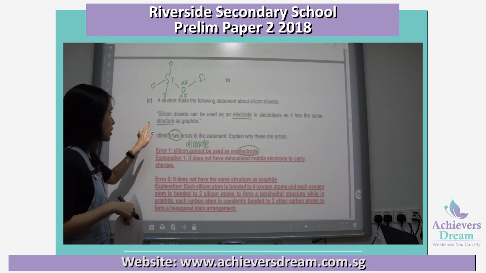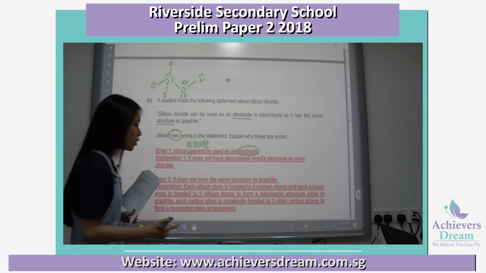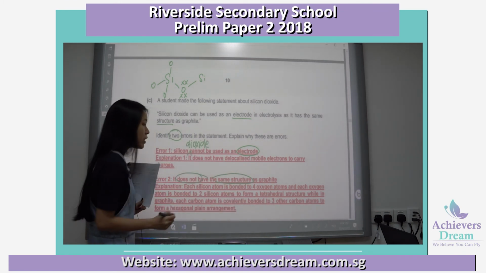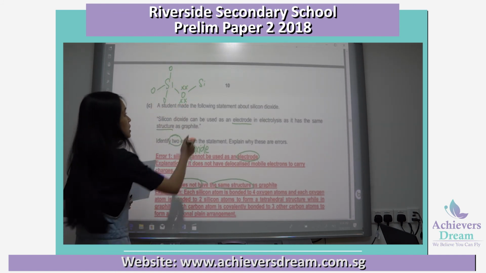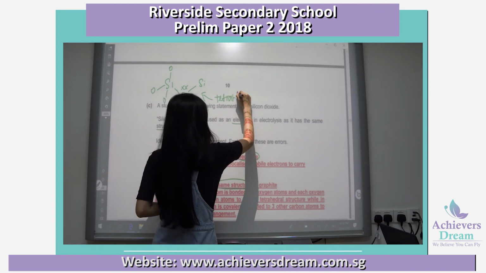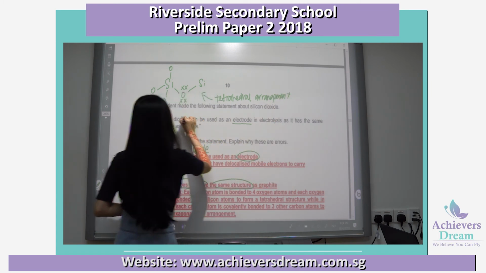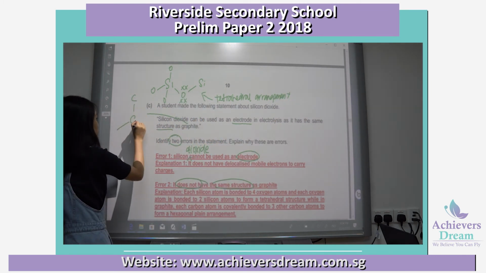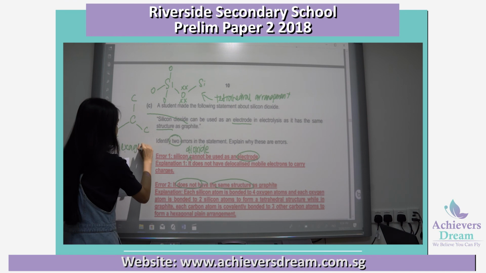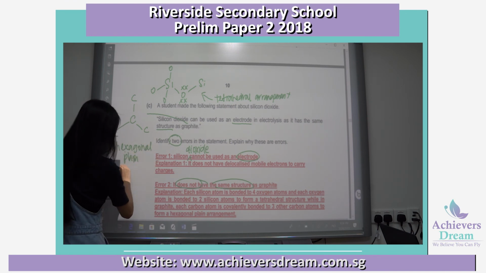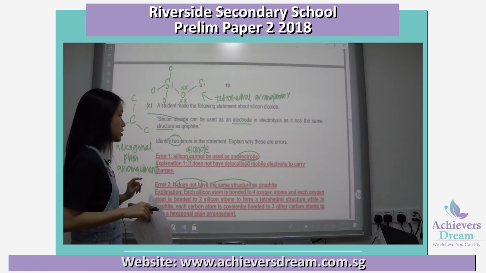Now, the next error is that silicon dioxide and graphite do not have the same structure. Why is that so? Let's take a look at the structure for silicon dioxide that we have drawn earlier. This structure is a tetrahedral arrangement. But how about graphite? For graphite, take note, one carbon atom is only bonded to 3 other carbon atoms. What kind of structure is this? This is known as a hexagonal plane arrangement. So it means that both of them do not have the same structure.